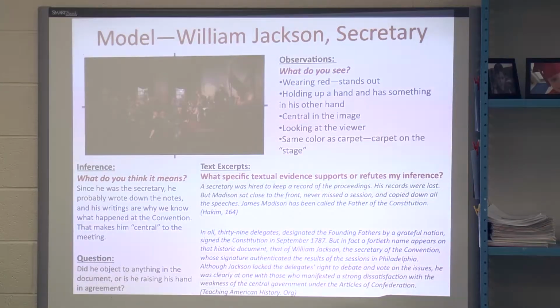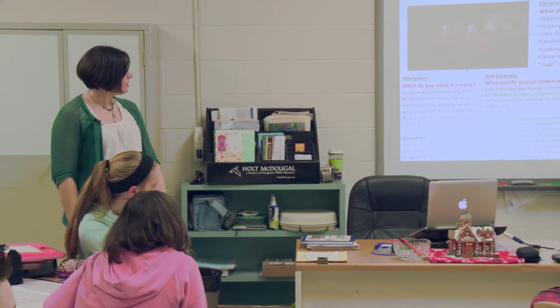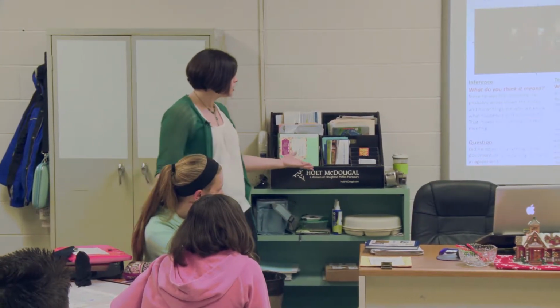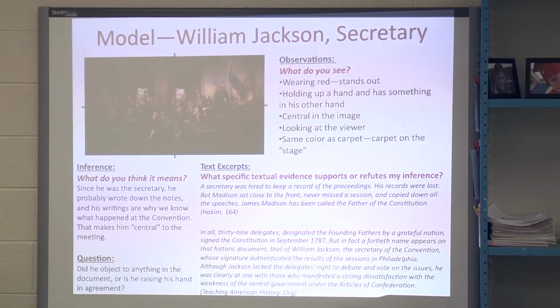This is the thought process that you're going to go through as you evaluate and analyze the information presented in the text. The inferences, so this is that second column, all right, that says, what do you think it means? Since he was secretary, he probably wrote down the notes, and his writings are why we know what happened at the convention. That makes him central, just like his location, to the meeting.